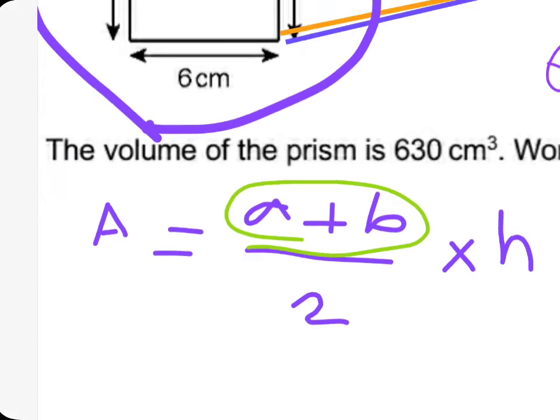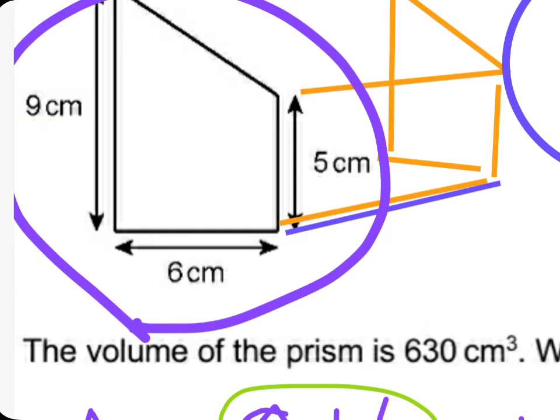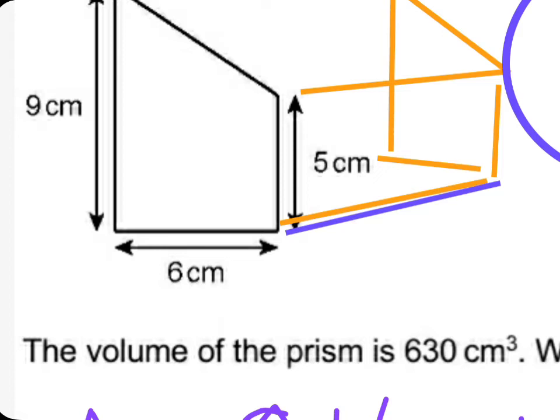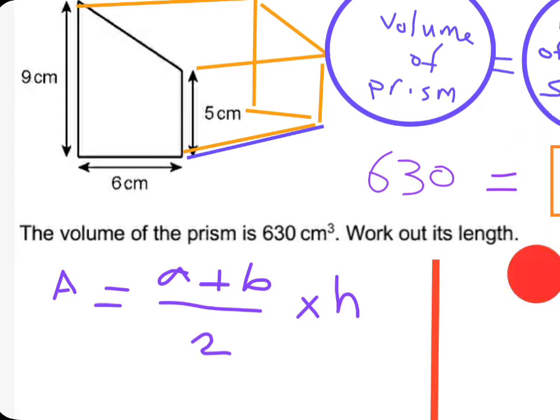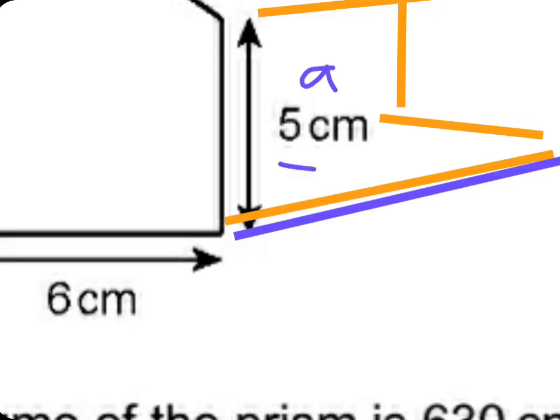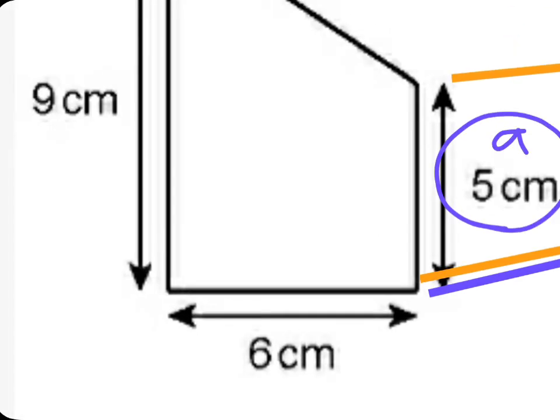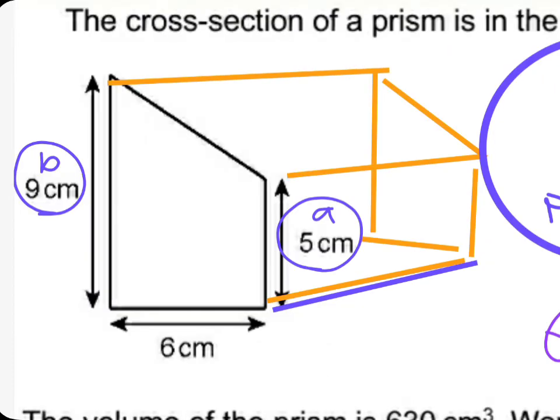Now let's take a look at the trapezium here. In this trapezium, we have two lines which are parallel to each other, which are the 5 and the 9. Very good. And because they're parallel to each other, they're going to be A and B. So A and B are the two lines which are parallel to each other. So this one is A and this one is B. Very good. Now, why did we say that A and B are 5 and 9? Because they're parallel to each other. The bases are always parallel to each other.